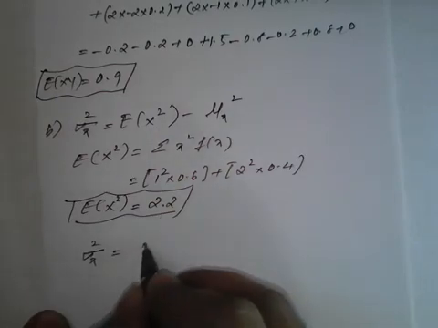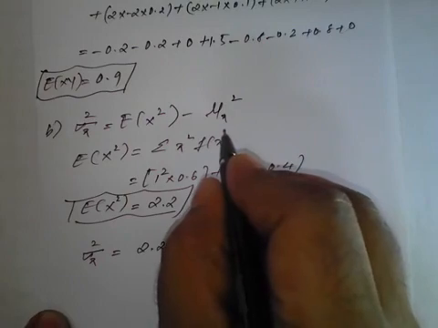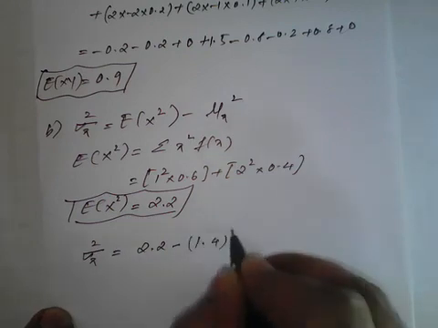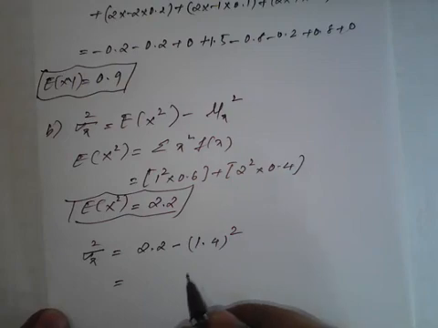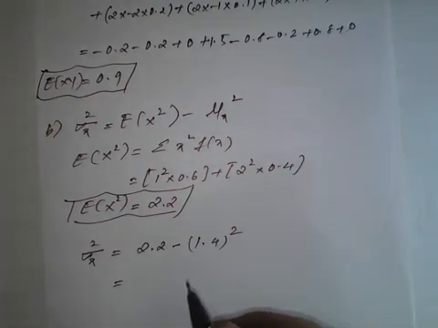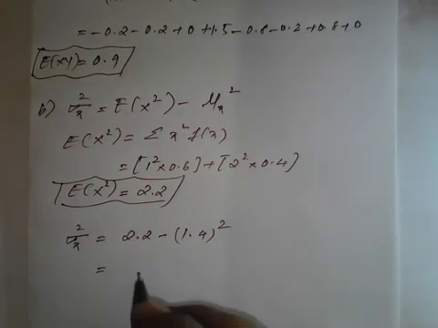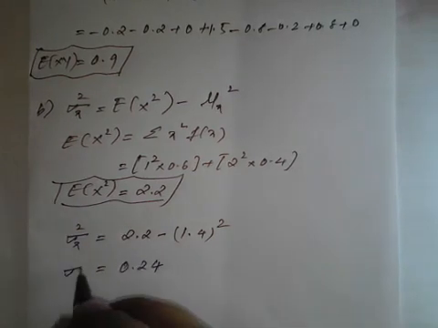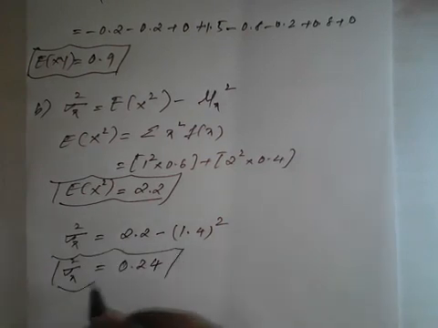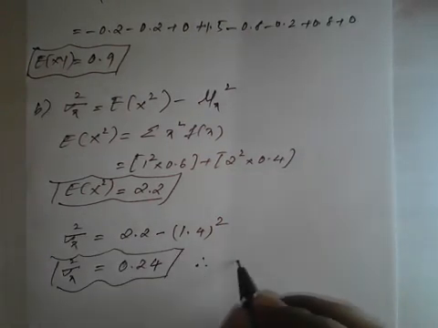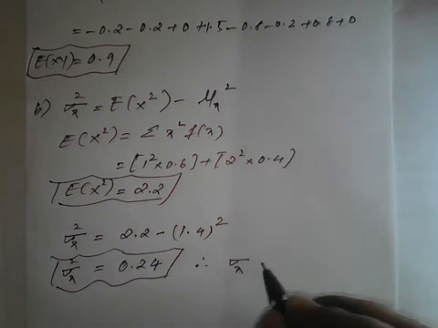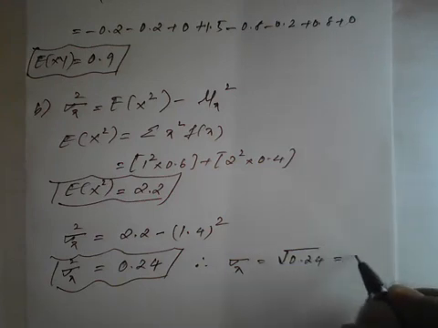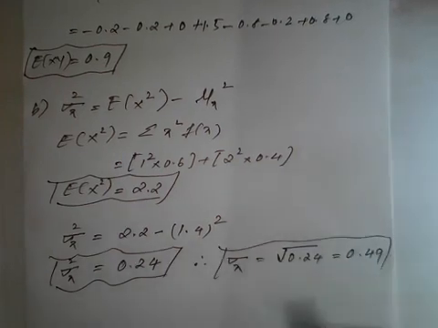So with the help of this, you can find the value of variance of x. It is 2.2 minus mu square. Just now we got the mu value as how much here? It is 1.4. So we need to square 1.4, and on simplification we'll get 0.24, which is nothing but the variance value. With the help of this, we can find the standard deviation. Standard deviation value is square root of 0.24, which is nothing but 0.49. If you calculate and check, you'll get this.